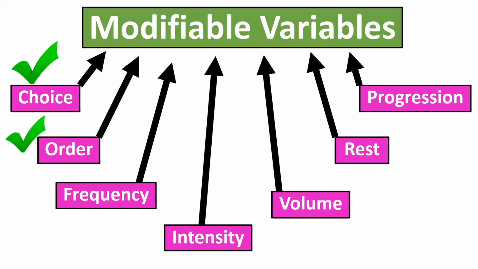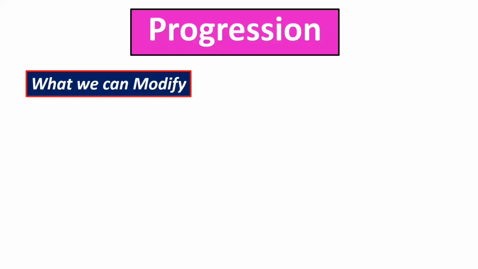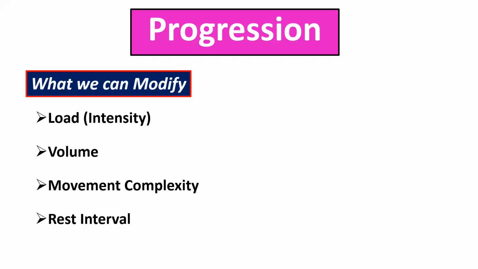Okay, so we've gone through all of our modifiable variables except for the last one, the P. So it's COFIVERT. The P is progression. Progression is modification. So how can we modify load, volume, movement complexity, rest? So how can we change our training to cause a continual improvement or a change in the level of adaptation that our athletes have developed.